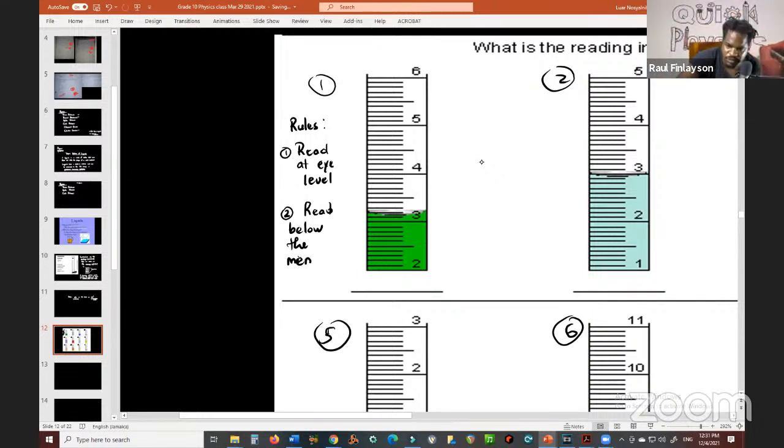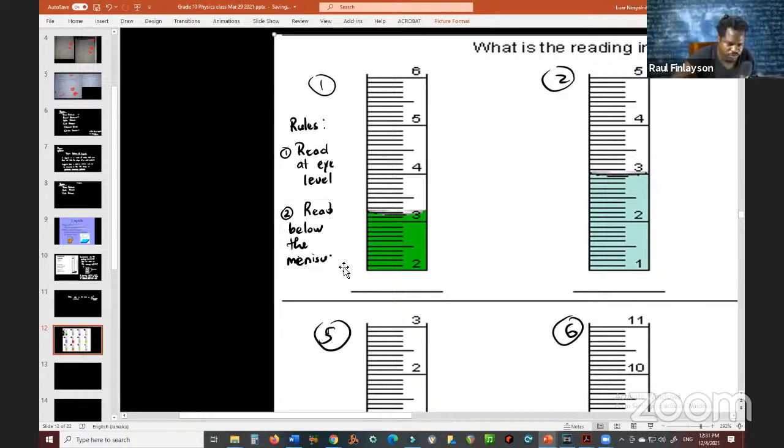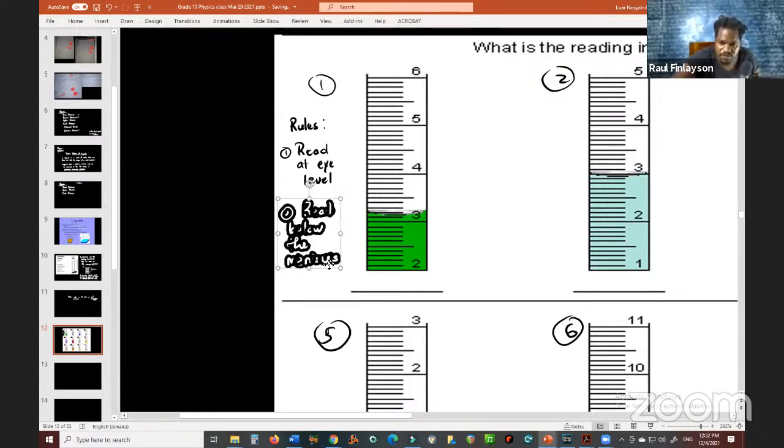Now we're going to talk about this word. Well, let's see if we have time to talk about it. Meniscus. Has anybody heard this word before? No, sir. All right. So the word meniscus means the curved surface of a liquid. In a measuring cylinder, especially if it's a slim one, the liquid tends to curve. It has like a curve like this, an up shaped curve. So what they're saying is that you're going to read below that curve, and that curve is called the meniscus.